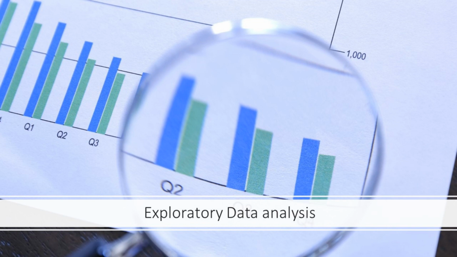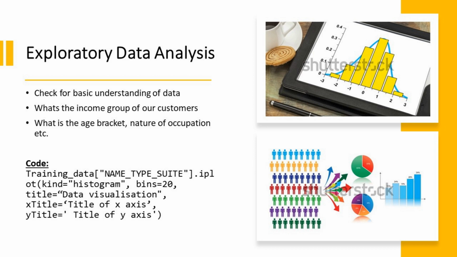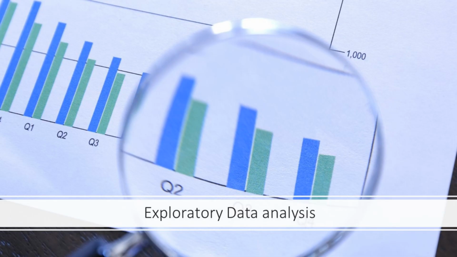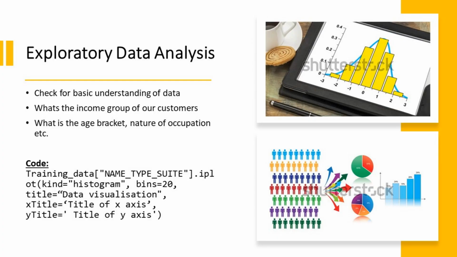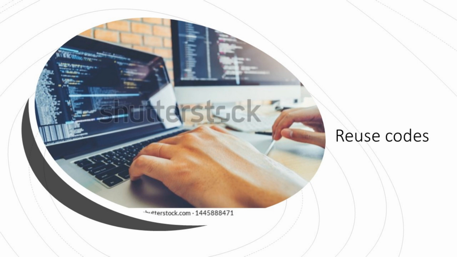Let's say the variable, instead of name type suit, is age, then you will understand how many people are between, let's say, 18 to 25 years of age, how many are between 25 to 35, and so on. You would get to know a basic idea. So this is how it will be done. Again, it's just a copy paste. You just copy this code and change the name of the variable to whatever the variable name is, and that's it. You don't have to do anything else. You can directly run it and get histograms. Now let's talk about feature selection.